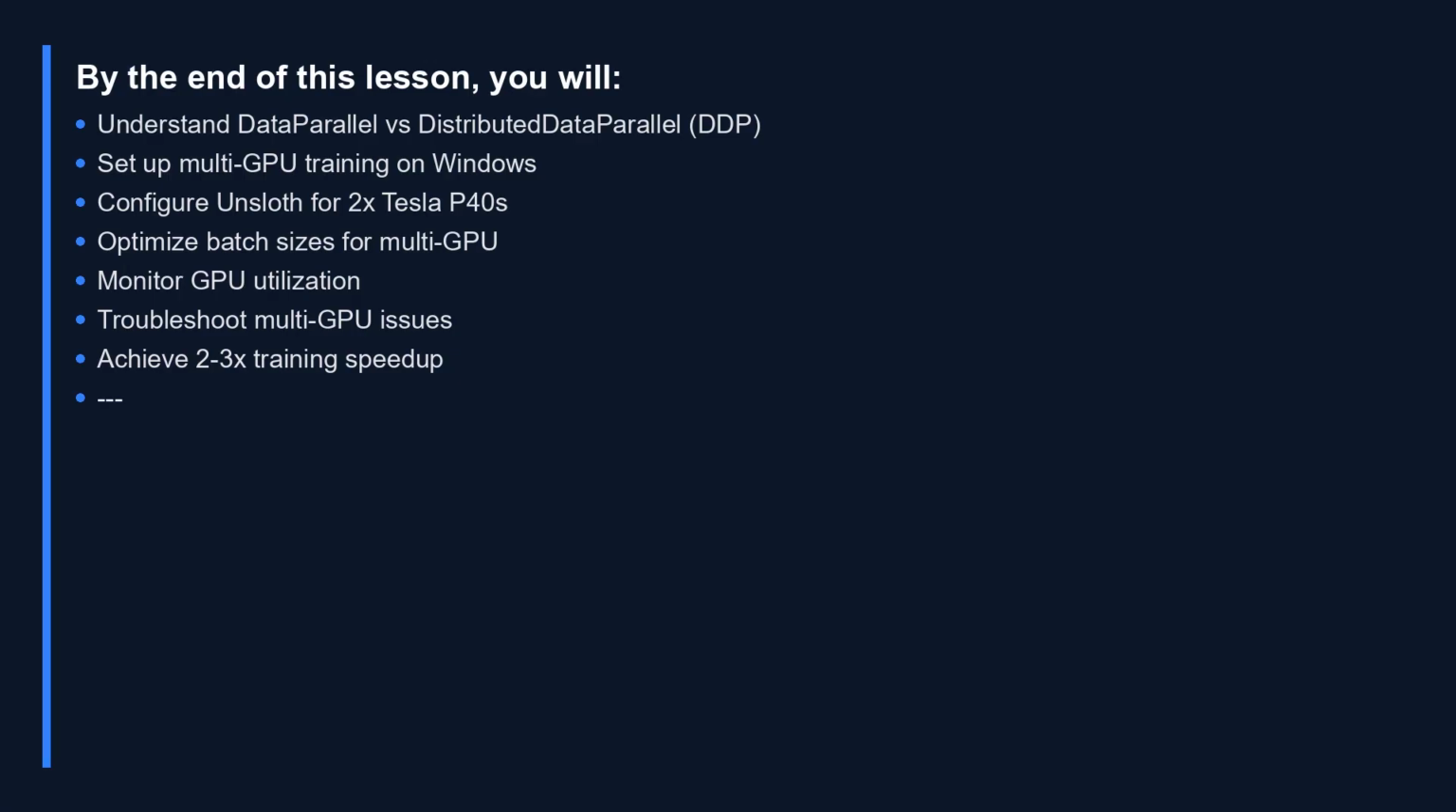You'll understand the real difference between data parallel and distributed data parallel, when to use each, and why one is faster. You'll configure Unsloth to train across both Tesla P40s, dial in your batch sizes for maximum throughput, and monitor GPU utilization so you can actually verify it's working. You'll also know how to diagnose the most common multi-GPU failures on Windows. The target: 2 to 3 times faster training than a single GPU.